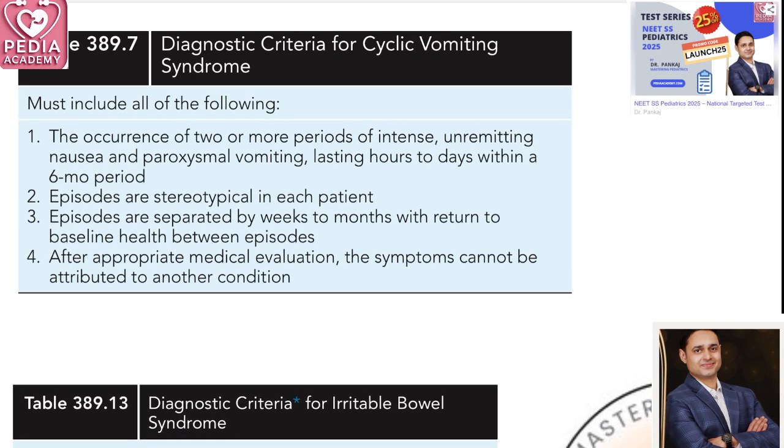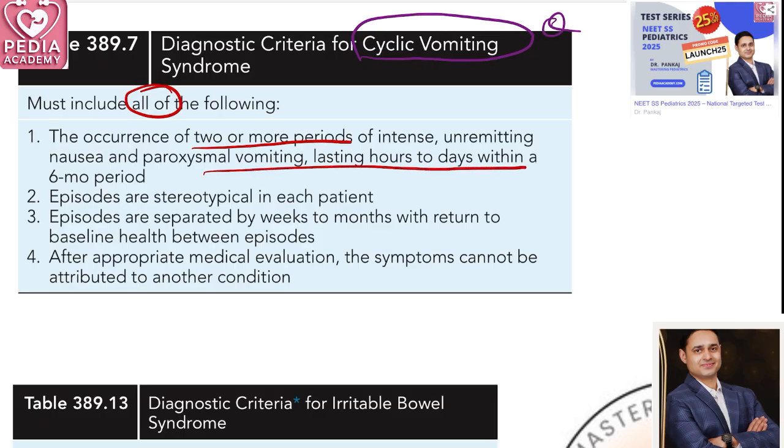Now we will discuss the diagnostic criteria of cyclic vomiting syndrome. This is important. For these criteria, they must include all of the following. All criteria should be there. The occurrence of two or more periods of intense unremitting nausea and paroxysmal vomiting lasting hours to days within a 6 month period. So basically, more than 2 episodes of nausea and vomiting lasting hours to days within 6 months. This is the first criterion.